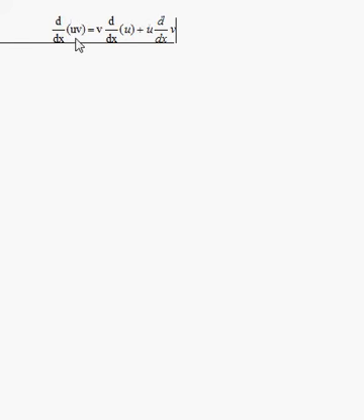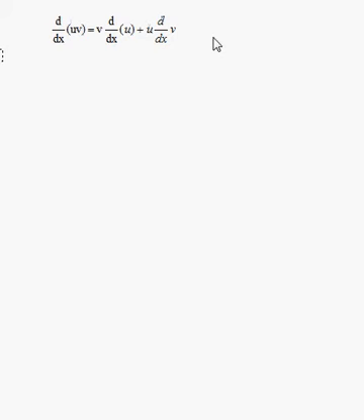If we have two functions which are being multiplied, so two different functions, their derivative would be equal to v d by dx of u plus u and the derivative of v with respect to x. So this is the formula. Let's see how we can solve some problems using this formula.